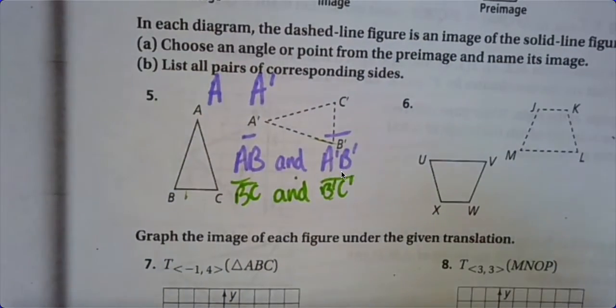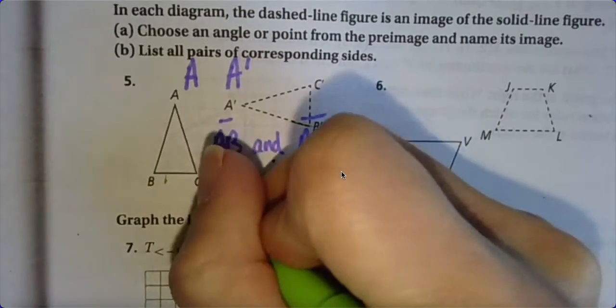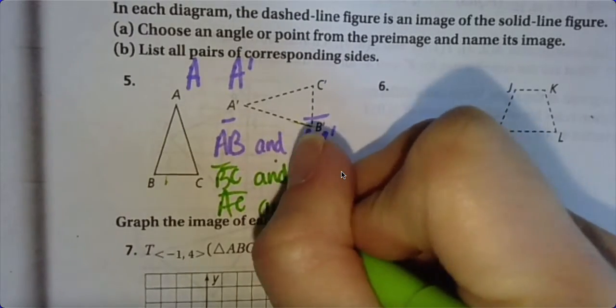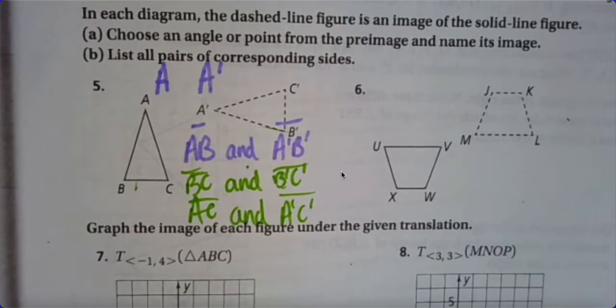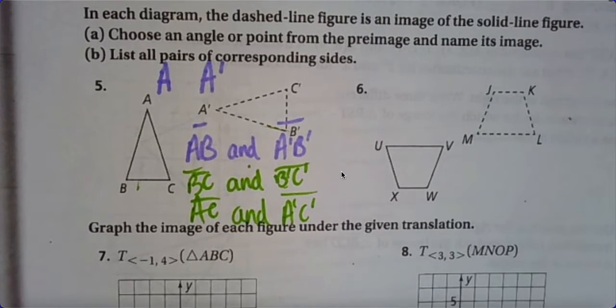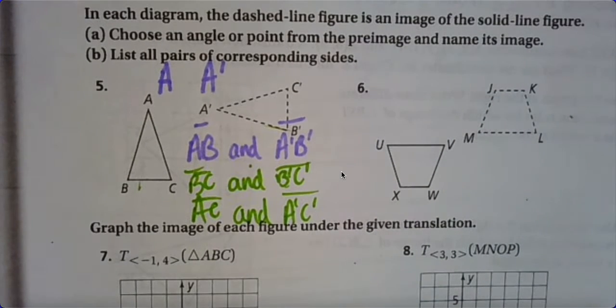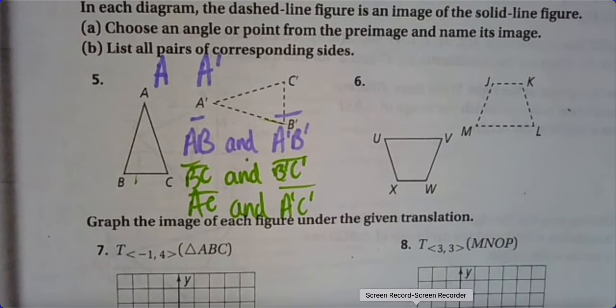Oh, I already did that. And then I would list my last side. AC goes with A prime, C prime. That's all they want you to do. Yeah, so absolutely. You could do CA, and it goes with C prime, A prime. And then you would do number 6 like that. Okay? And then are we ready for number 7? Okay, but I'm going to do my example from my book.